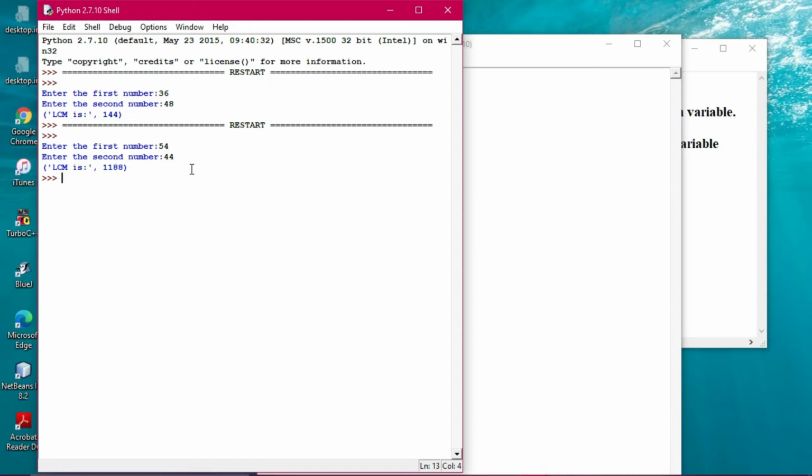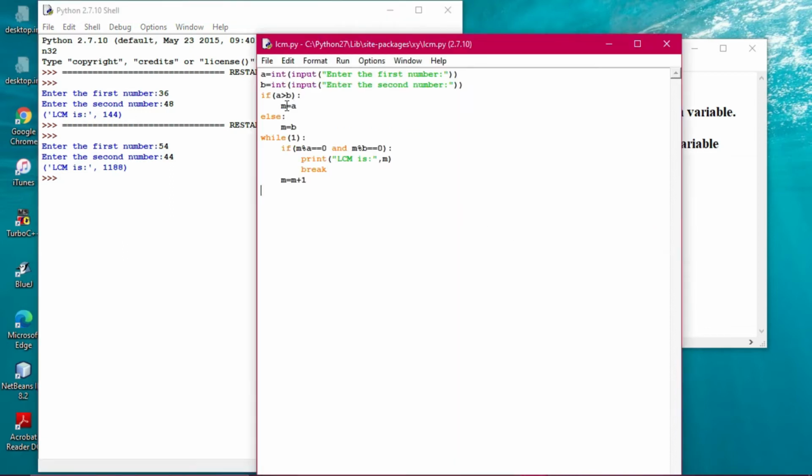What will happen? 54 is greater than 44. If 54 is greater than 44, then A equals 54, B equals 44. A is greater than B, it is true. The minimum element is M equals A, that is 54. So now 54 will start being divided by 54 itself and by 44. That is fixed. A and B are fixed.